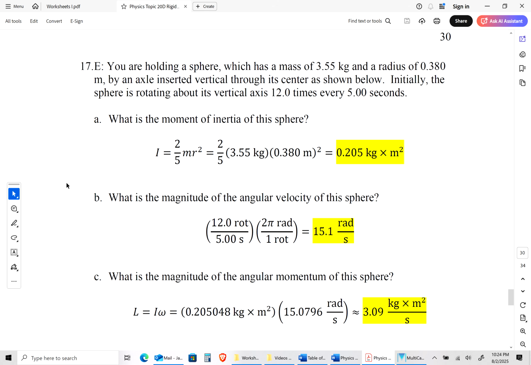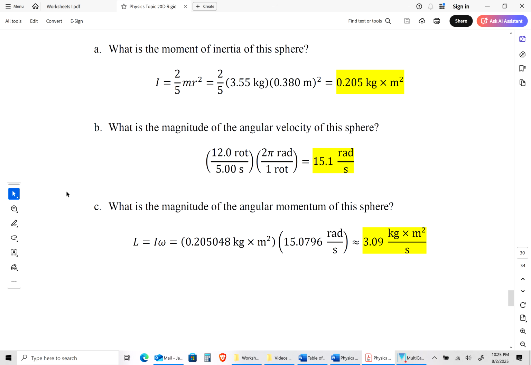Part A, what is the moment of inertia of the sphere? It's 2/5 m r squared. Part B, what is the magnitude of the angular velocity of this sphere? You want radians over second. They gave us rotations over second. Part C, what is the magnitude of the angular momentum of the sphere? L equals I omega.